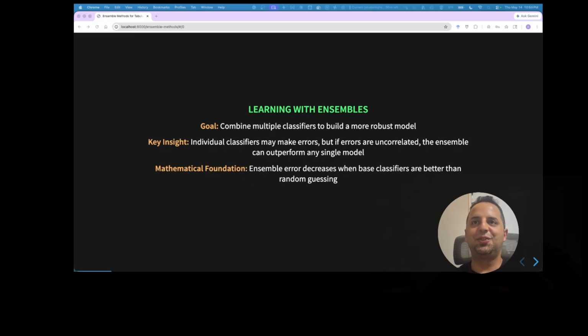So what's the goal here? We want to combine multiple classifiers to build a more robust model. The key insight is this. Individual classifiers make errors, but if those errors are uncorrelated, meaning different models make different mistakes, then the ensemble can outperform any single model. Think of it as asking 10 experts for their opinion. Even if each expert is imperfect, if they make different mistakes, averaging their answers gives you something better than any individual.